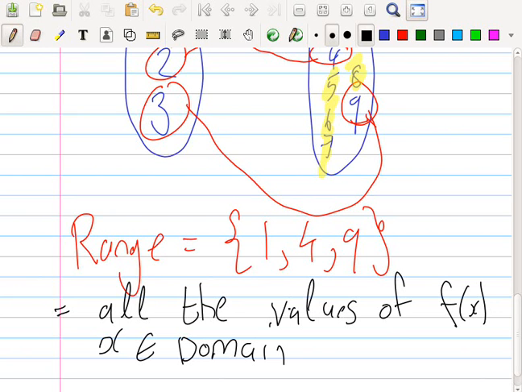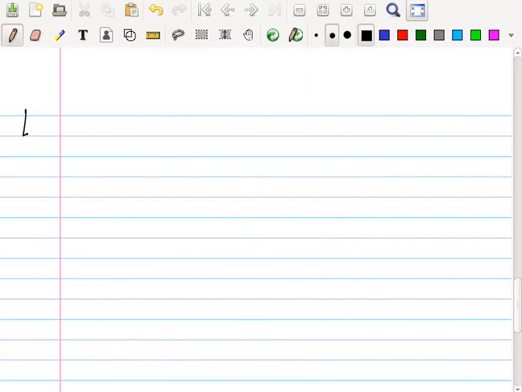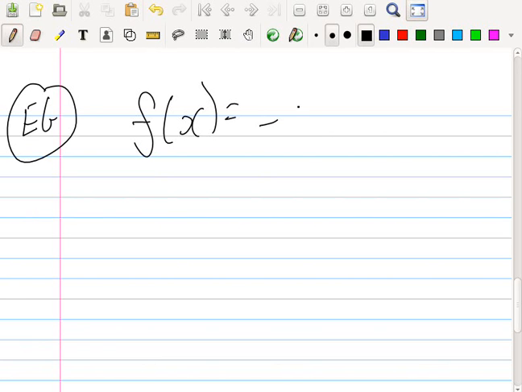Okay? And then the other two words are mappings and functions, but today we're just going to look at functions. So it's functions and what are their domains and ranges. So let's have a look at an example. We'll start off with domain. My question is, what is the domain of this function?